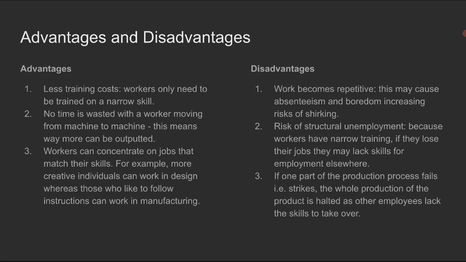So looking at the advantages and disadvantages of the division of labour, the advantage is that there's less training costs. If we're only training a worker on software, then they don't need to know as much about hardware, marketing, etc. And this obviously saves money. Also, no time is wasted with a worker moving from machine to machine. If you're producing a full pin like they used to, you'd have to move workstations when you're changing into a different stage of the production process. However, with the division of labour, you can stay at your desk and the half-made pin will just be brought to you. And that means that way more can be outputted.